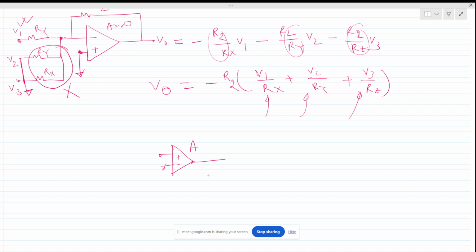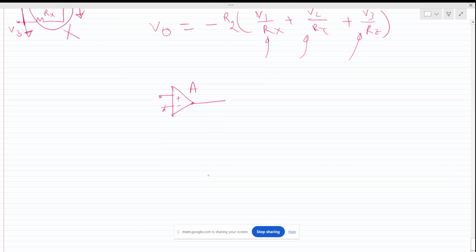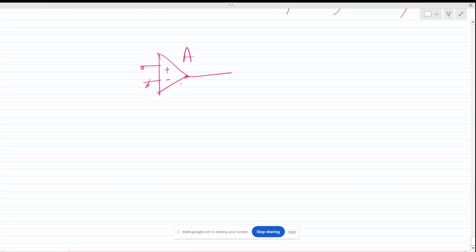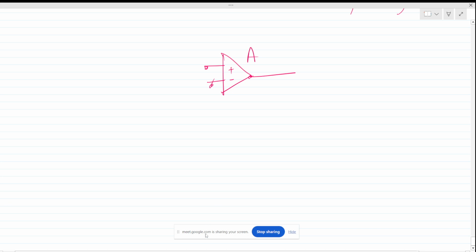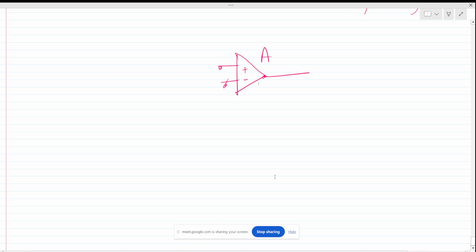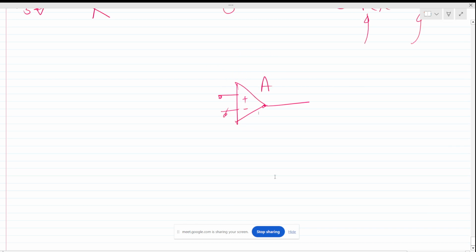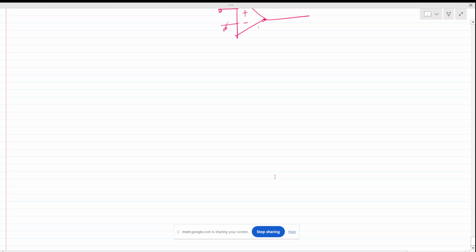Now let's go for the op amp integrator circuit. For the op amp integrator circuit, I will discuss an interesting problem that is frequently asked in interviews. So let's do that. Let's say we have an ideal op amp.